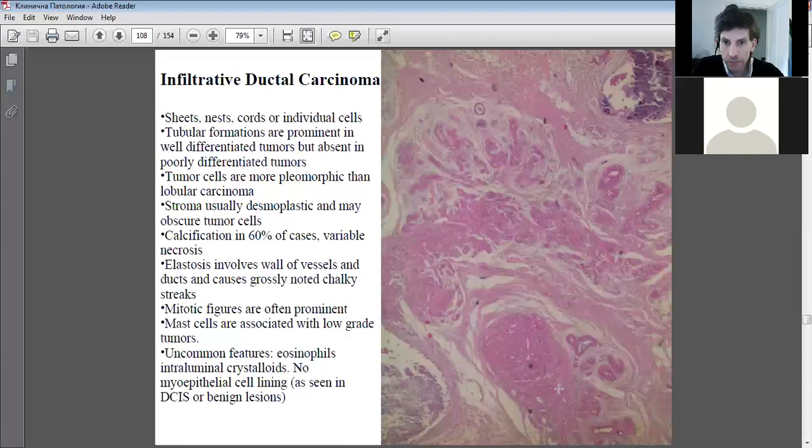Eosinophils. Not really that clear. No, can't really see them that clearly. I think that's really, yeah. So yeah, highly invasive tumor disrupted all the function of the breast.